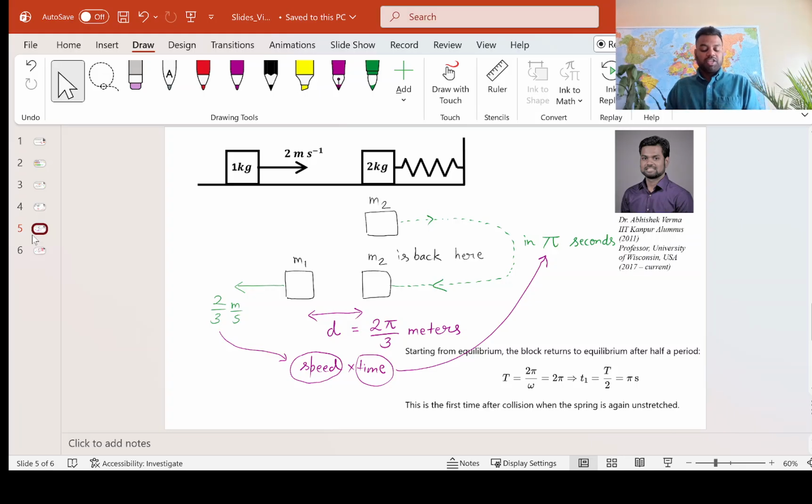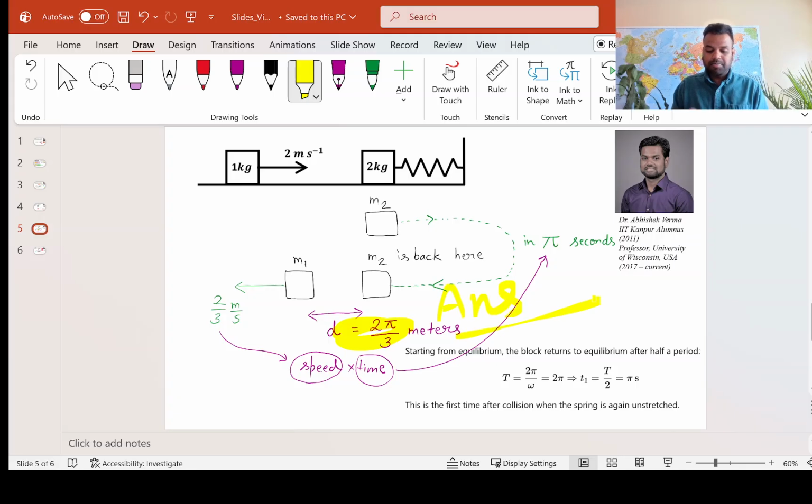Now see, we found when, pi seconds, and in that time period M1 was traveling to the left with a speed of 2 by 3 meter per second. So the distance between M1 and M2 will be speed multiplied by time. The answer is 2 pi by 3 meter. That is your answer, right?